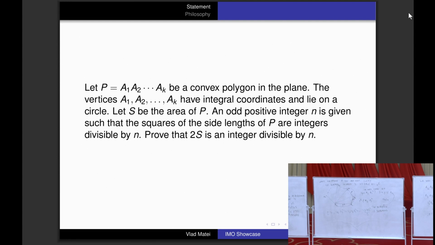So these are the main ideas in the solution. And that's all I would have to say about it. But if you have questions, I'm happy to answer them.